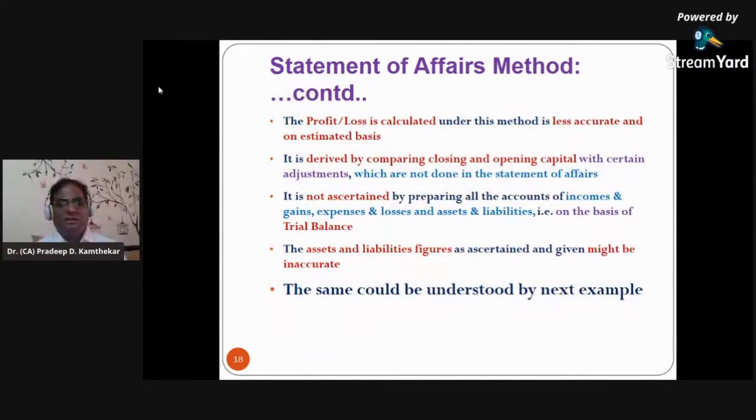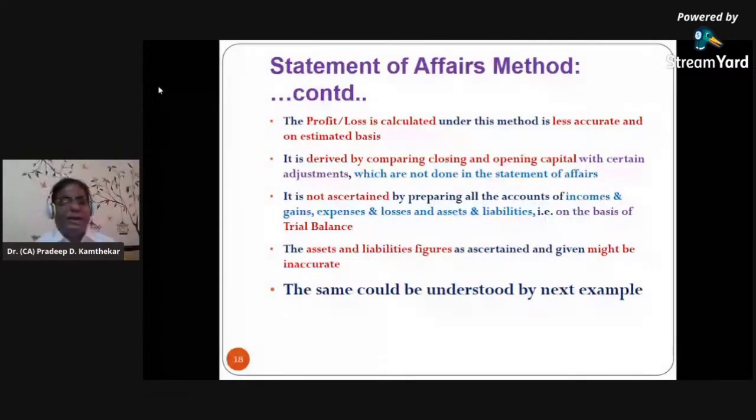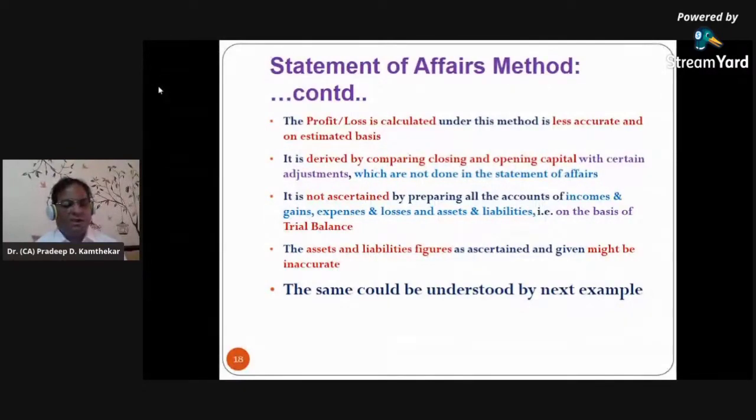Friends, this statement of affairs, what we actually arrive at, the profit or loss, unfortunately is less accurate and it is on estimated basis. It is just derived by comparing closing and opening capital. It is not ascertained in our normal double entry bookkeeping systems where the proper trial balance is there, adjustments are there, and the asset and liability figures which are readily given to us in the problem might not be accurate. And that's why there is a need for today's topic, accounting from incomplete records, that is by conversion method.